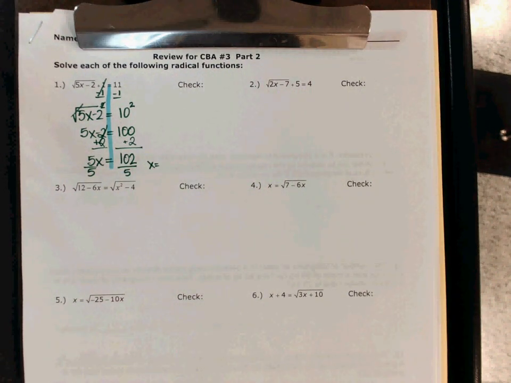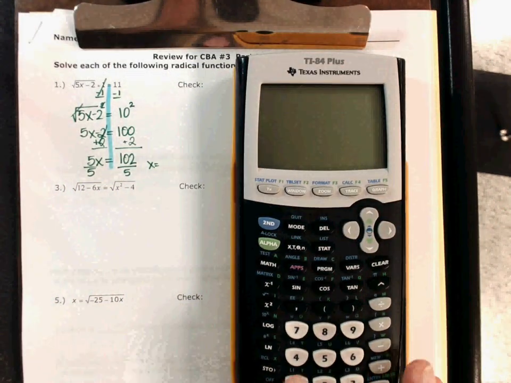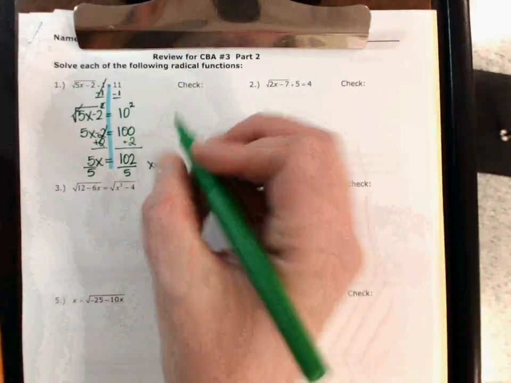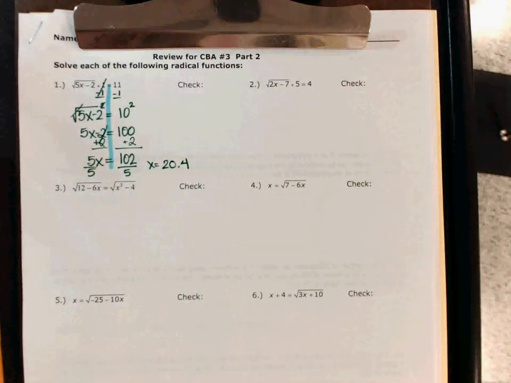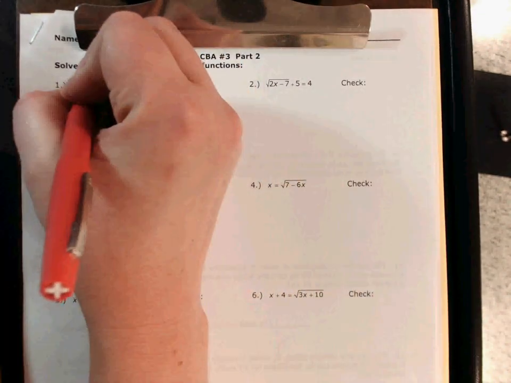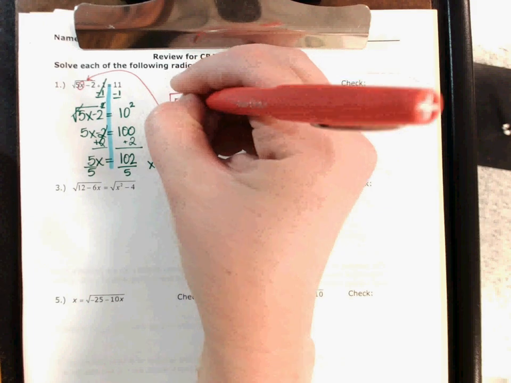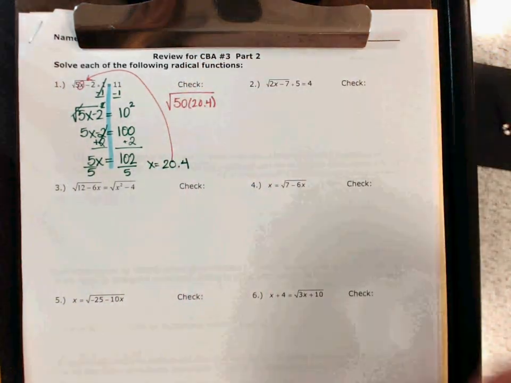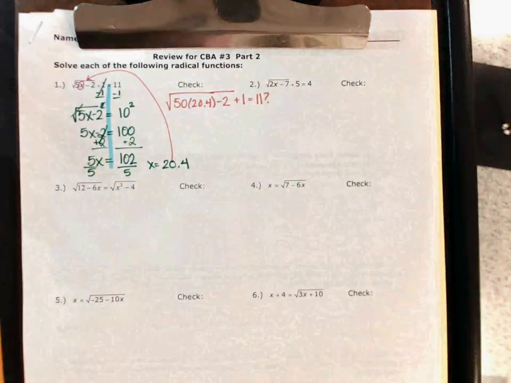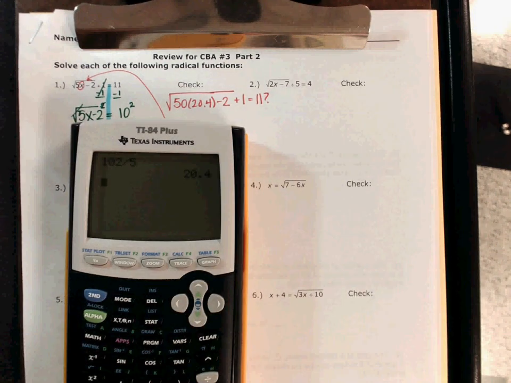Okay, your last thing to do is to check the answer. Do you remember how to do that in the calculator? So my answer, 102 divided by 5, gave me 20.4. And then to check, all that you have to do is take that number, plug it in where x was in the equation, and then see if it really comes out to be 11. So I do square root 5 times 20.4 minus 2 plus 1, and I want to see, does it equal 11 or does it not? Let's type that in and see if it's a real solution or not.